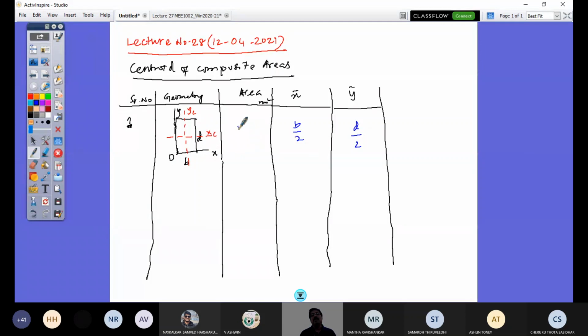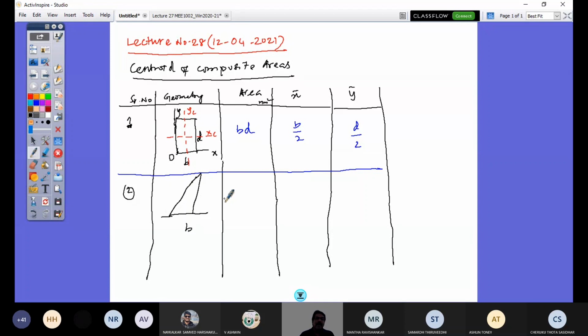and the area of the rectangle is length into width, so it's bd. This is very straightforward, that you know very well, right? So this is the first formula. What is my second formula? Let us look at the second one, which is for a triangle. If I take an unequal triangle, something like this, this is my base.